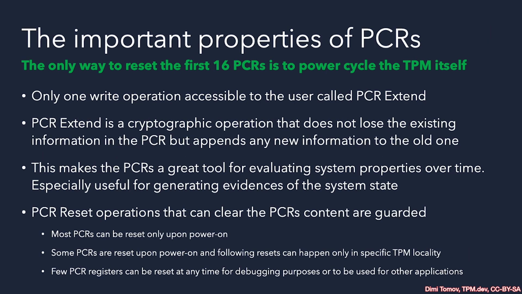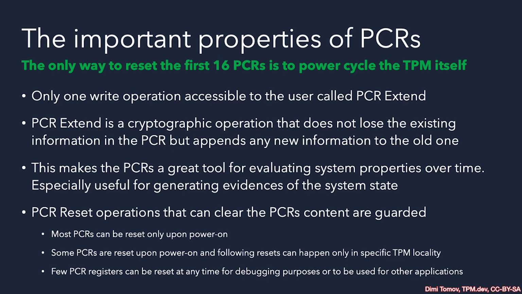The difficulty of tampering with a PCR comes not only from the limitations on when to clear the content of a PCR, but also from the way we can write to the PCR. There's only one write operation available to us, and that's PCR extend. PCR extend is the operation of adding new information to the existing old one and concatenating the two hash digests. This means that the result, the third hash digest, will carry the information from the original old one and will be modified based on information from the new digest that we appended.